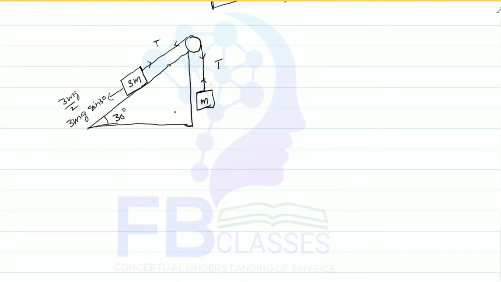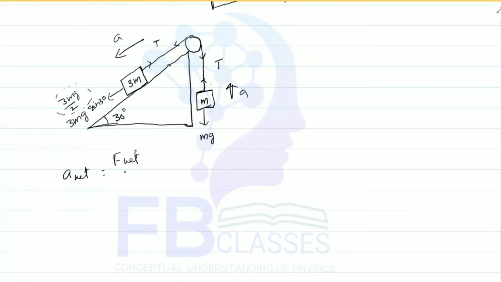So how much is 3mg sin 30? 3mg by 2. On the other side, the block is hanging vertically downwards, so that force is mg. Now whose force is greater? 3mg by 2 is greater, so the system will move with acceleration in the direction of the 3mg by 2, and upward for the mg block.